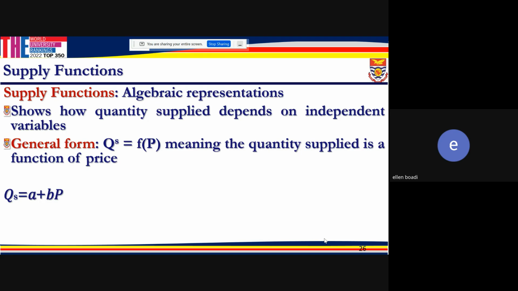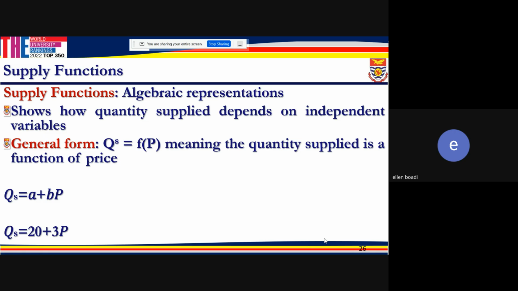Then the coefficient attached to P, the b, is the coefficient that is dependent on the price. So we should take note of that. The coefficient is positive to tell us that there's a positive relationship between price and the quantity supplied.